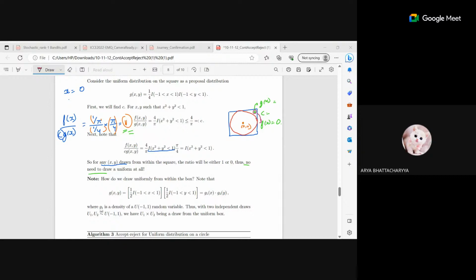Am I audible? Hello. Yes, we can hear. Yeah. Okay. So you are saying that when you draw from uniform 0, 1, and this ratio becomes 0, right? Yeah. In that case, also there might be some that might get accepted, right? Yeah. Okay. But that probability would be very less, right? Definitely, very less. Yeah.